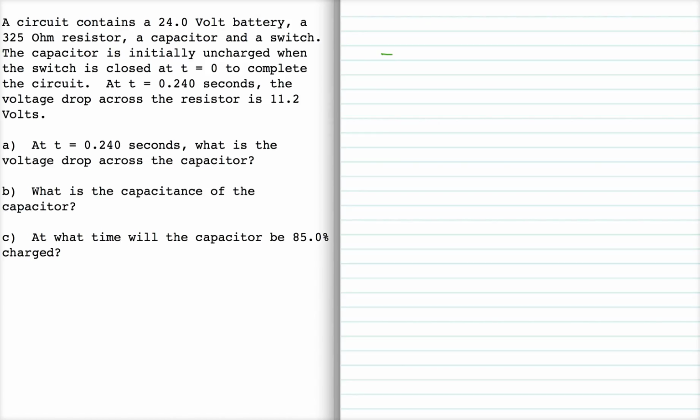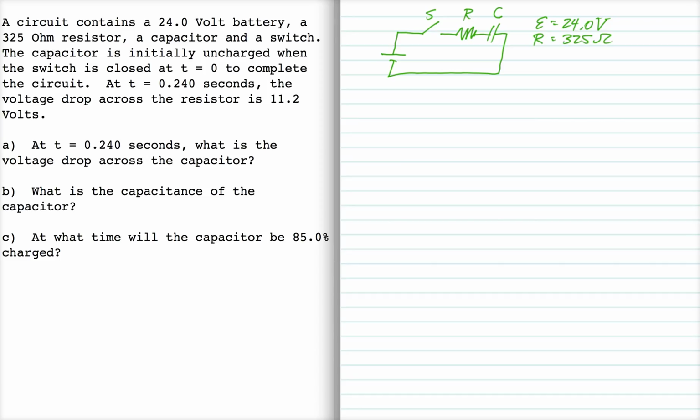Okay, so we've got an RC circuit here, and I find it usually helps to draw it. So we have a resistor and a capacitor. Okay, so we have a switch S, a resistor, and a capacitor. And we're told that the battery has an EMF of 24 volts, and the resistance is 325 ohms.